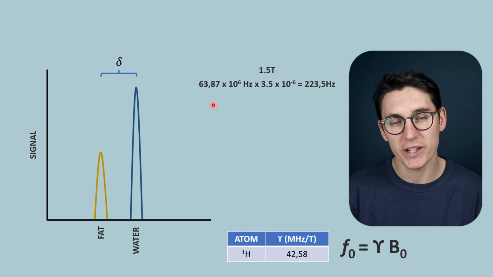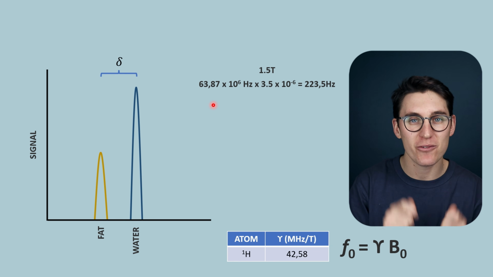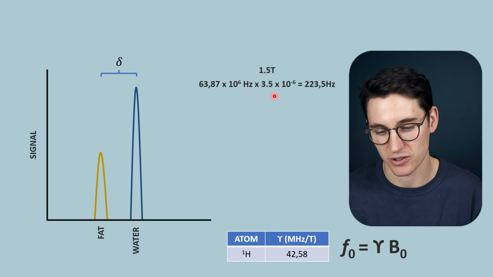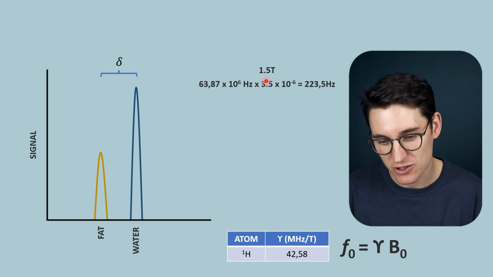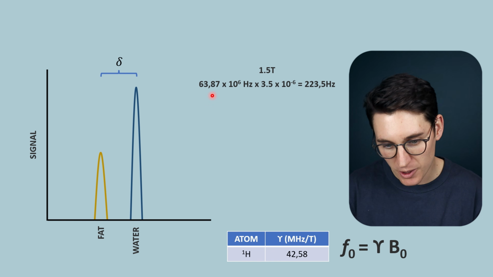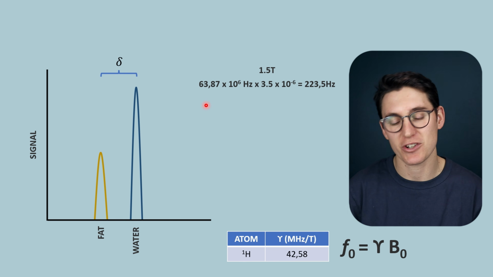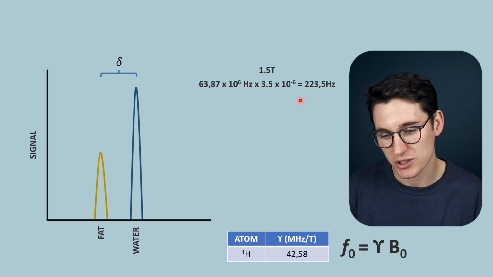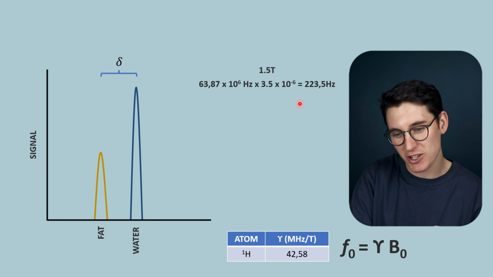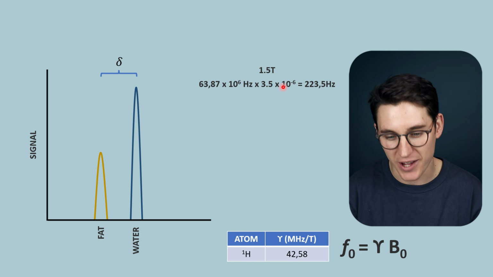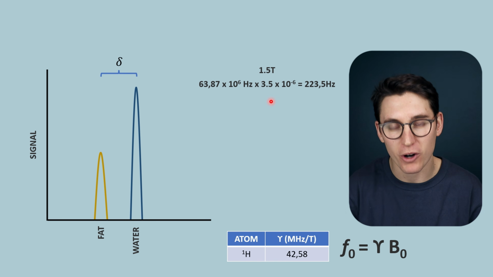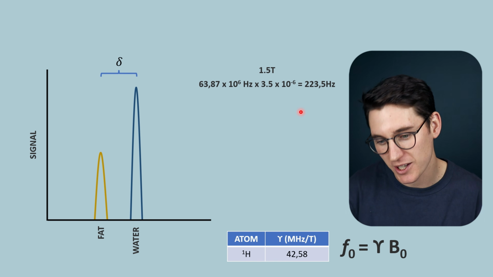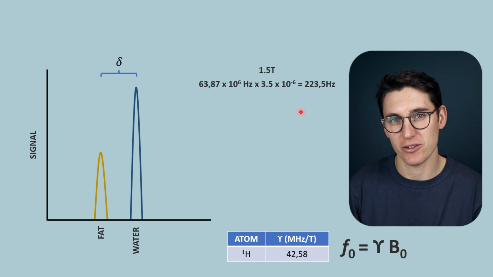We know that for every megahertz, for every million, there are 3.5 hertz difference between water and fat, 3.5 parts per million. Because the water is precessing at 63.87 megahertz, we are going to calculate the difference between water and fat as 223.5 hertz. Our fat is going to precess slower than water by just 223.5 hertz.